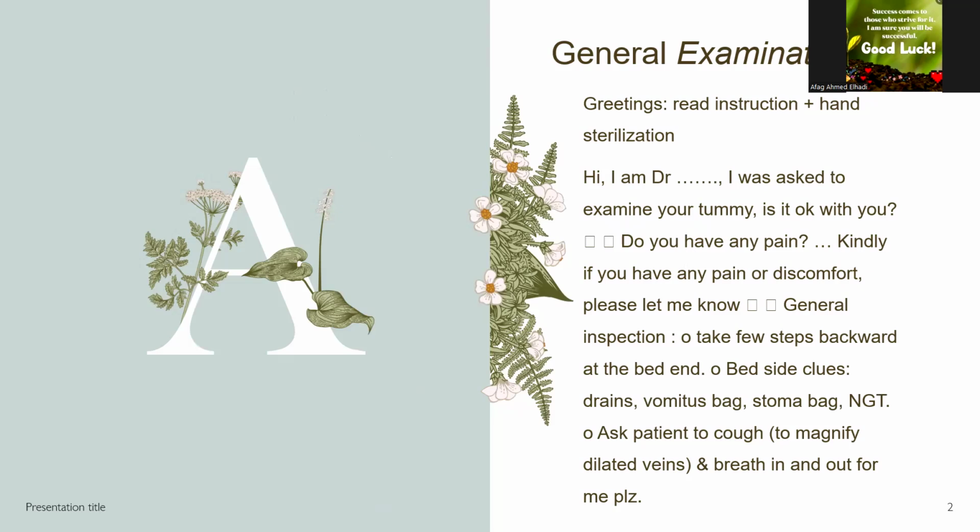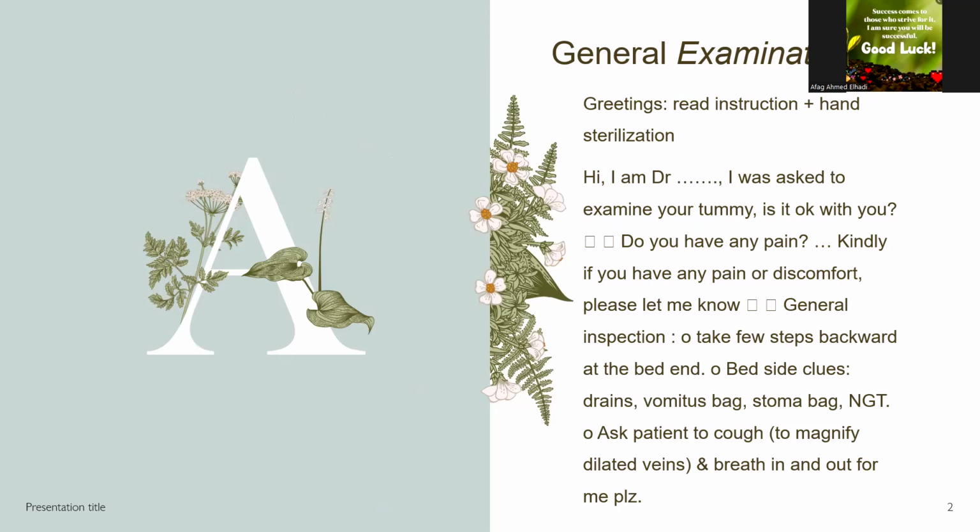We start by taking a few steps backward at the end of the bed and having a general look. First, start with the patient's surroundings. Look for any vomiting bag, any drains, any stoma bag, any nasogastric tubes, and also if the patient has any medication at the bedside.